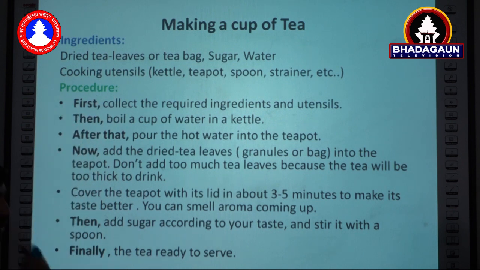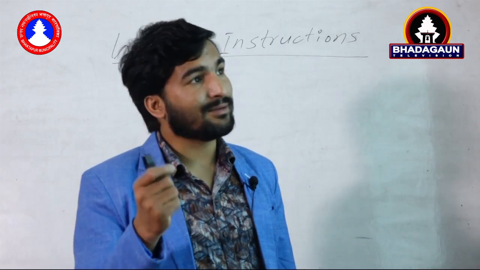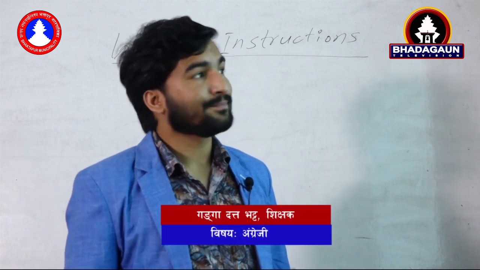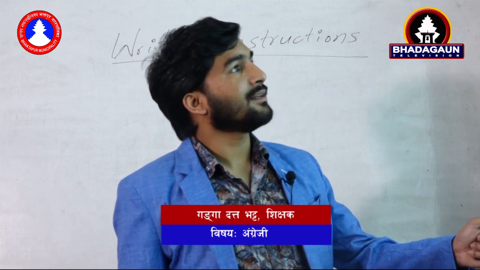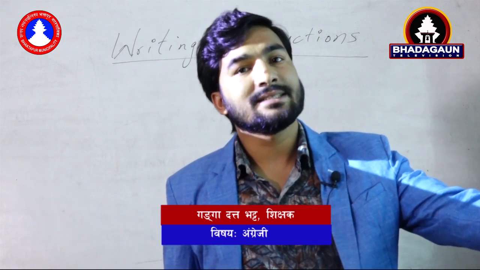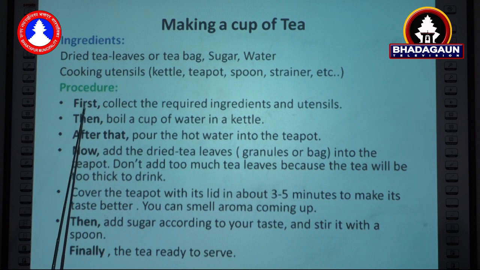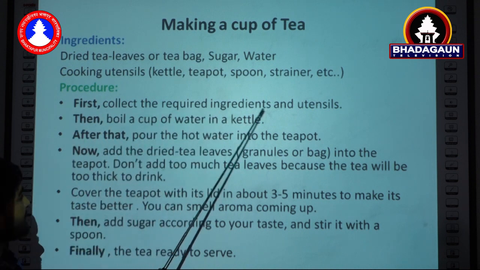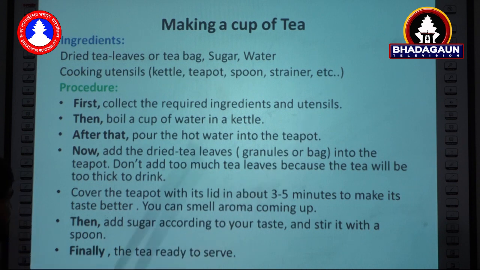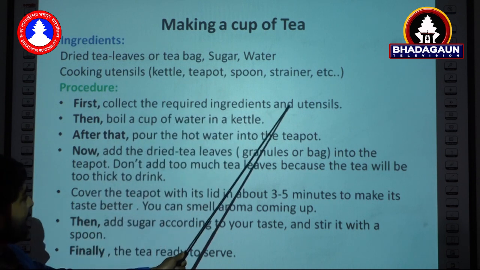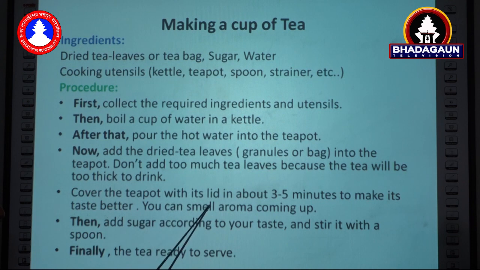Now we are going to use all of these clues in complete sentences. We can add some steps and some words from our own side. So generally, first collect the required ingredients and utensils. This is the first step. When you are making a cup of tea, the first step is: first collect the required ingredients and utensils. See the language, there is no subject. You just say collect the required ingredients and utensils. See the language used in the answer. You have to follow the same language structure, the same pattern.